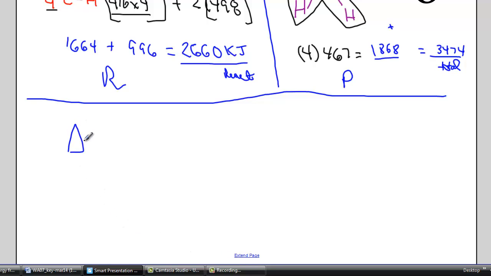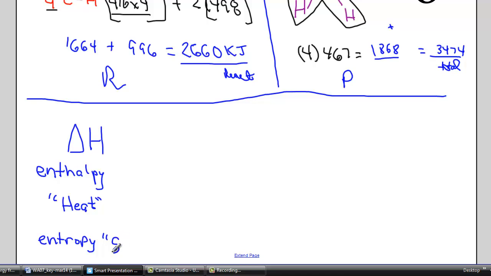I can calculate the delta H, which I understand to be a word called enthalpy. In chemistry, enthalpy is a thermodynamic word to simply mean heat content of a chemical change. There is another word we introduced earlier called entropy. And entropy is also a thermodynamic quantity. We never said it, but just in case you know, entropy in chemistry gets an abbreviation of S.